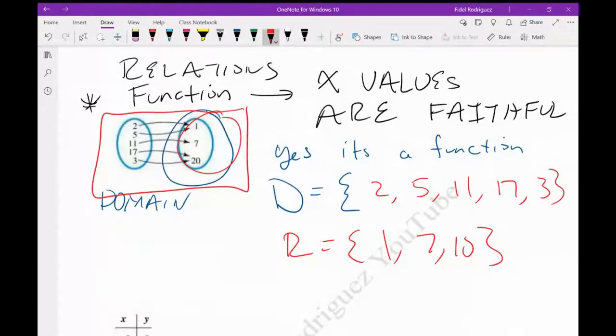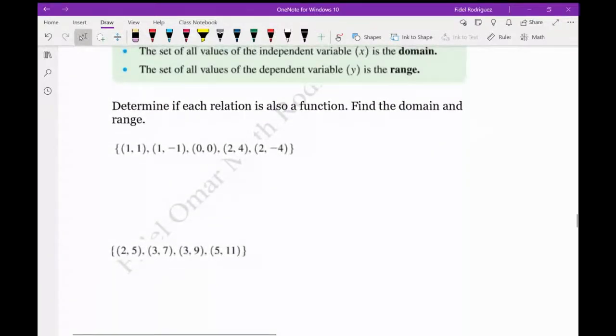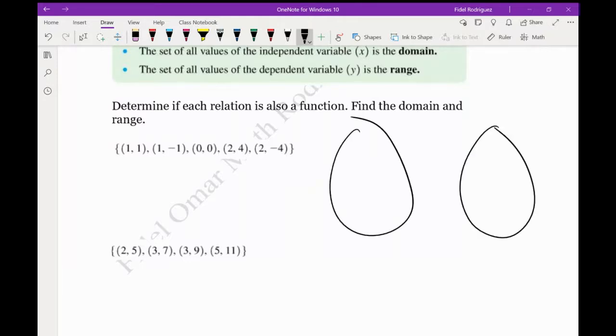right? So when I come back and I look at, say, this problem here, we can do the same setup, right? We can say, look, let's draw 2 circles, 1 and 2. And the first numbers are going to be the numbers that go here. So, and if they repeat, guys, I'm not going to put them twice. I'm just going to leave them one time. So I have 1, 0, and 2. And then the second numbers are going to be the numbers that are going to go over here. So 1, -1, 0, 4, and -4.